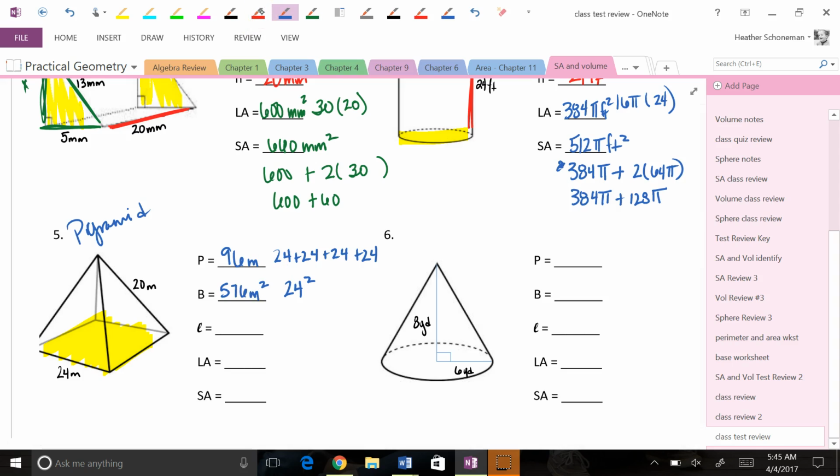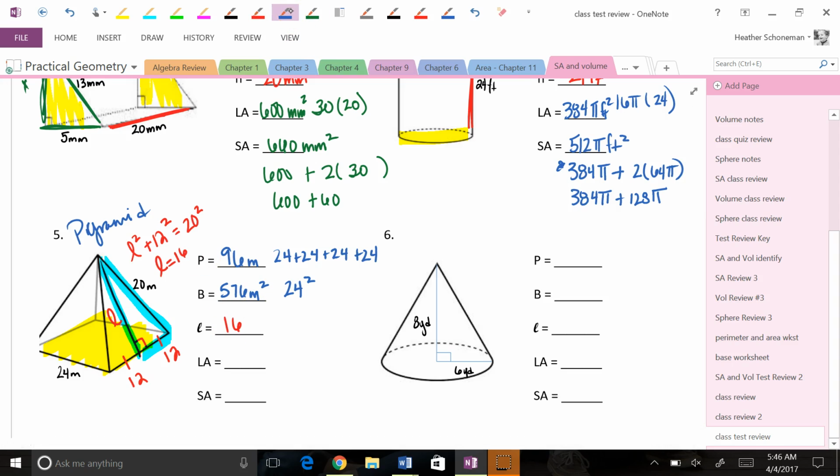Slant height in the pyramid, the slant height goes down the middle of the base of a pyramid, and it splits the side in half. So if the whole side is 24, now each of these are 12, and here's your slant height. So I'm going to have to do the diagram here. This is the triangle that I'm working with, this triangle right here. So when you plug it in, you're going to have the slant height squared plus 12 squared equals 20 squared. Pause the video and try that on your own. Slant height comes out to be 16.